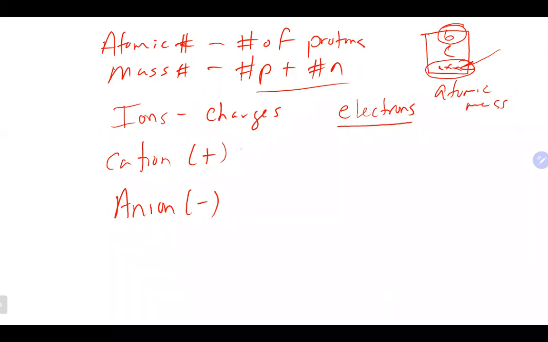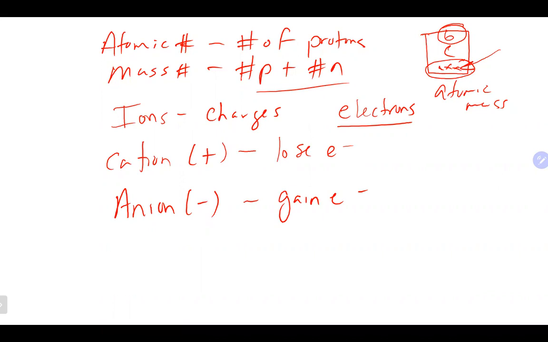Things that become positively charged, or cations, will lose electrons. They become positively charged because they now have more protons, which are positive, than electrons, which are negative. So they end up with a net positive charge. Anions, on the other hand, will gain electrons for a similar reason. Because they gained electrons, they now possess more negatively charged electrons than positively charged protons, giving them a net negative charge overall.